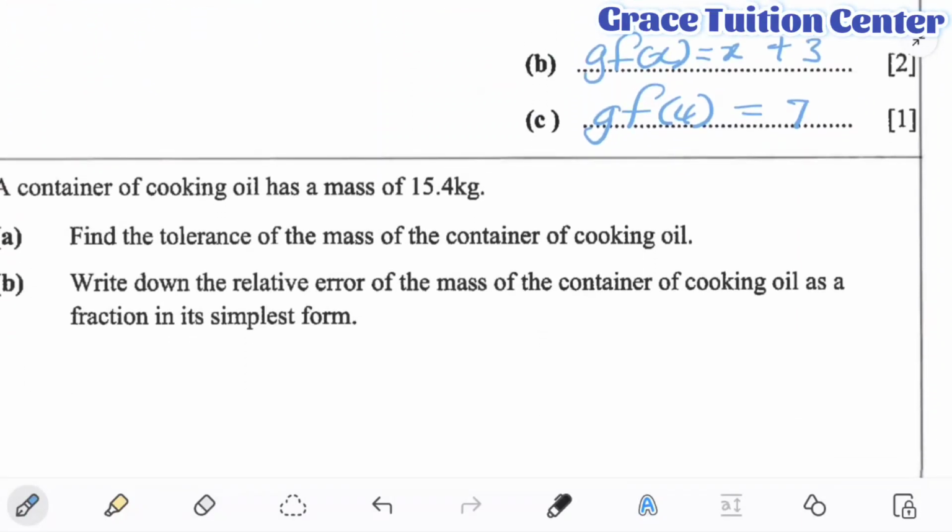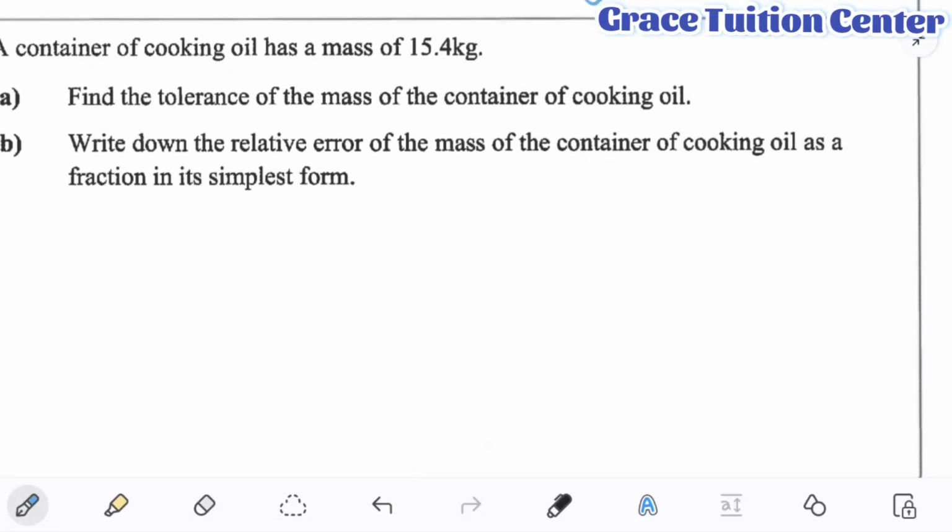The next question is on approximation and estimation. The question reads, a container of cooking oil has a mass of 15.4 kg. Question A. Find the tolerance of the mass of the container.